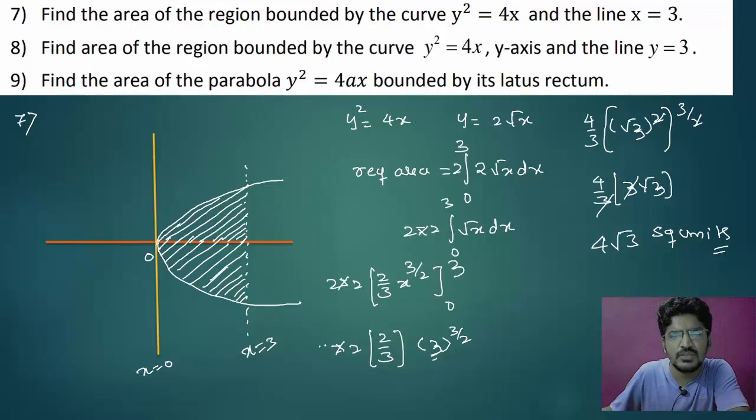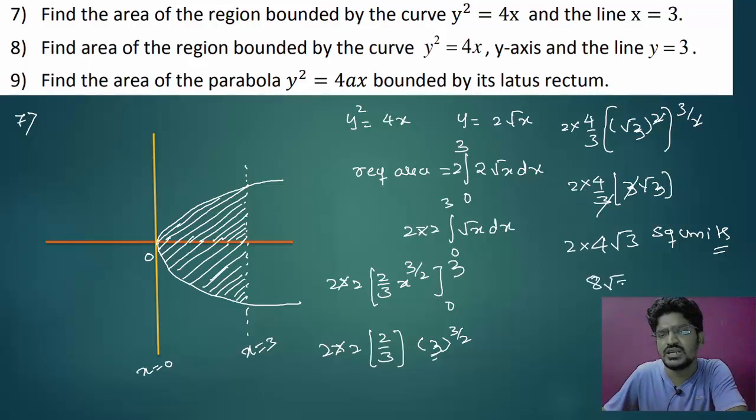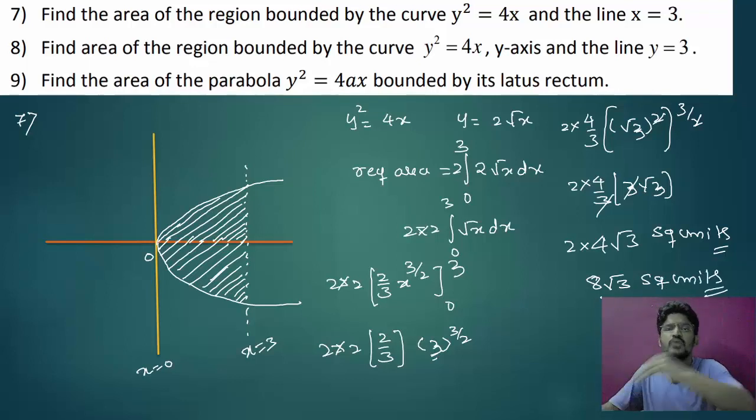Here also it is multiplied with 2. Here also multiplied with 2. Here also you multiply it with 2. So that will be 8 root 3 square units.